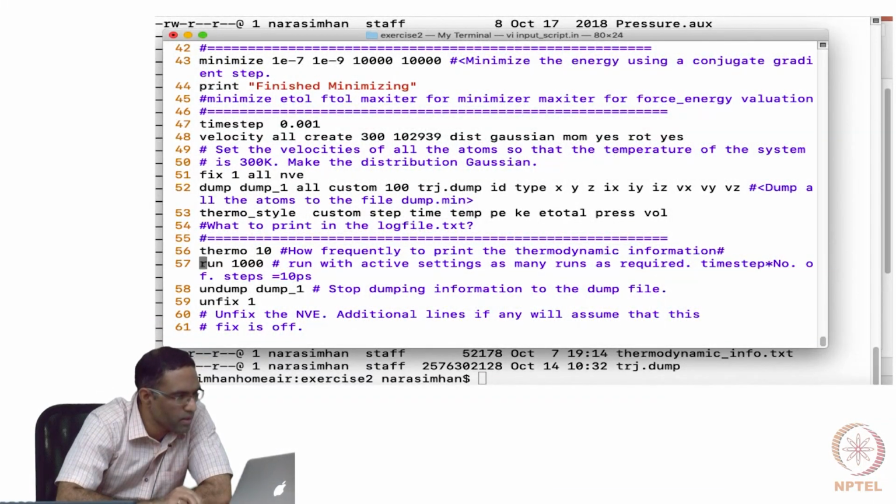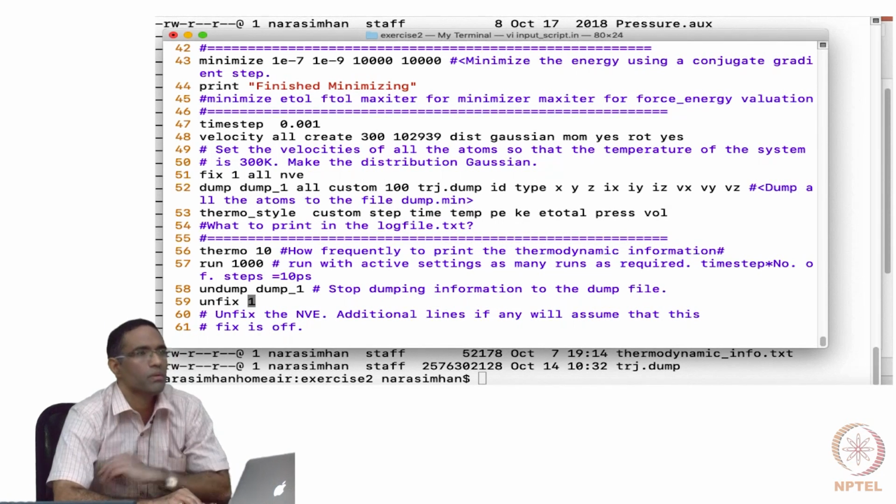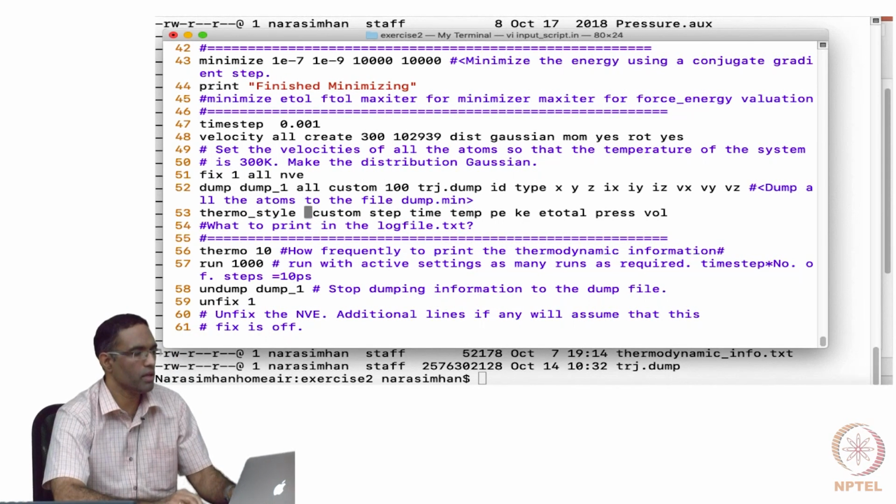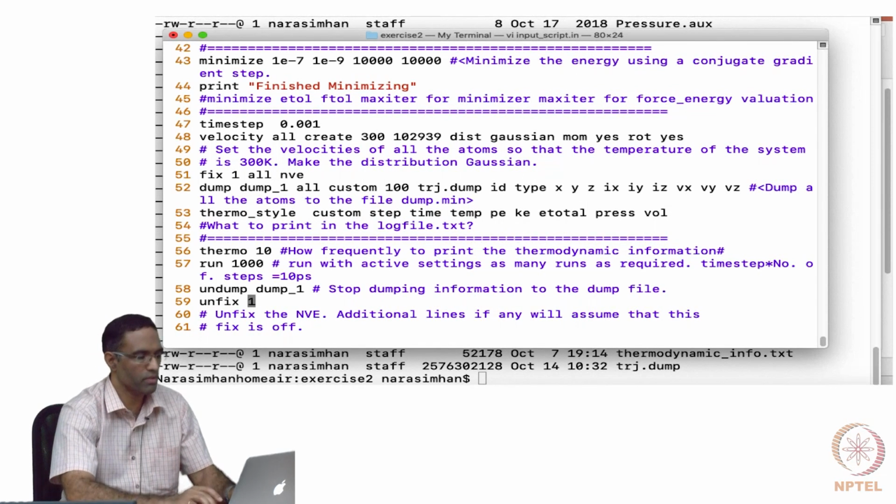After I ran it for about 1000 steps, I am stopping the process of writing out information into the dump file, and I am also performing an unfix. That means I am going to stop that command. Unfix 1. You can have any arbitrary name for the fix ID, and I am unfixing it once I am done with the simulations.